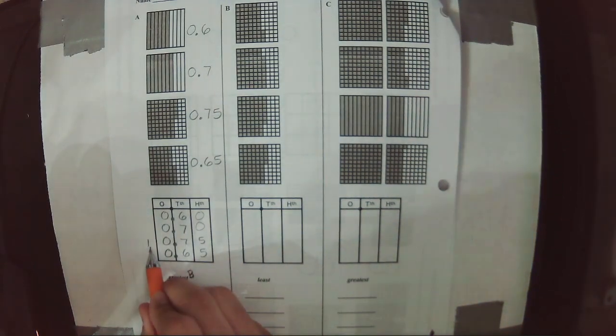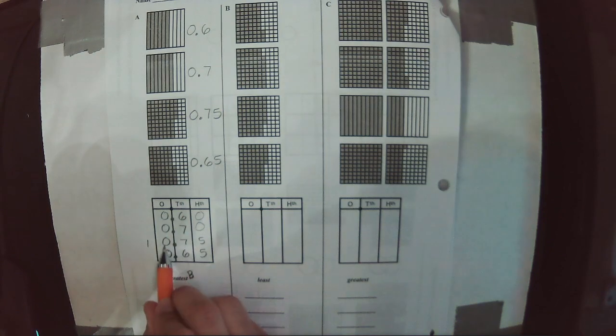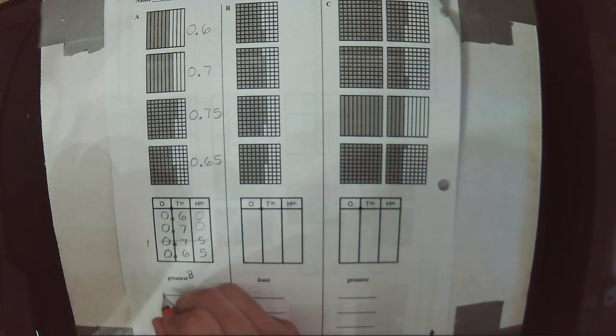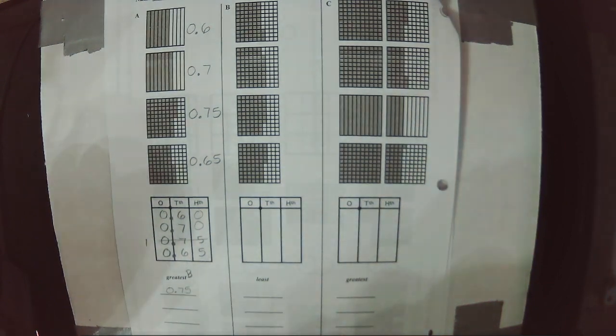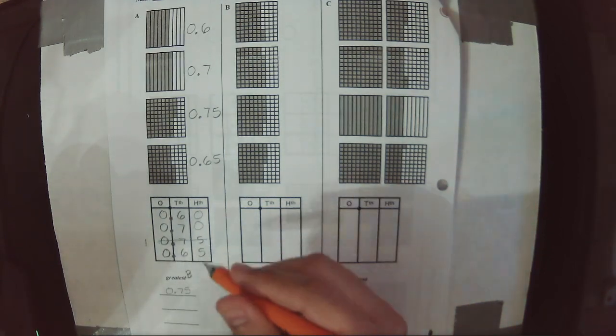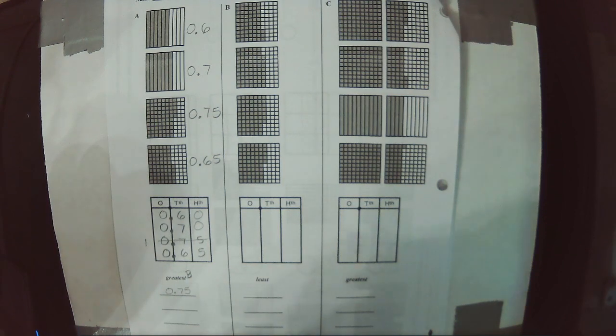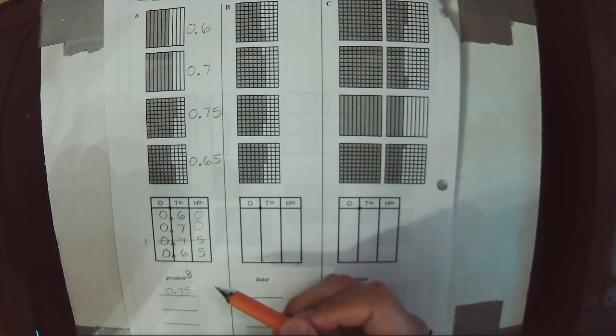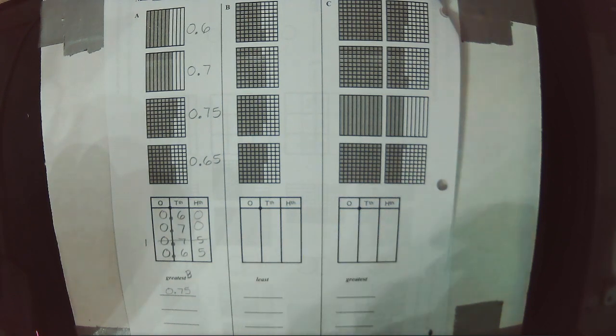So I'm going to write a 1, and then I'm going to cross it out, because I already know that that comes first. Now I'm going to take a look at all the numbers I have left, the ones I didn't cross out yet. 60, 70, 65. What number is going to come second?